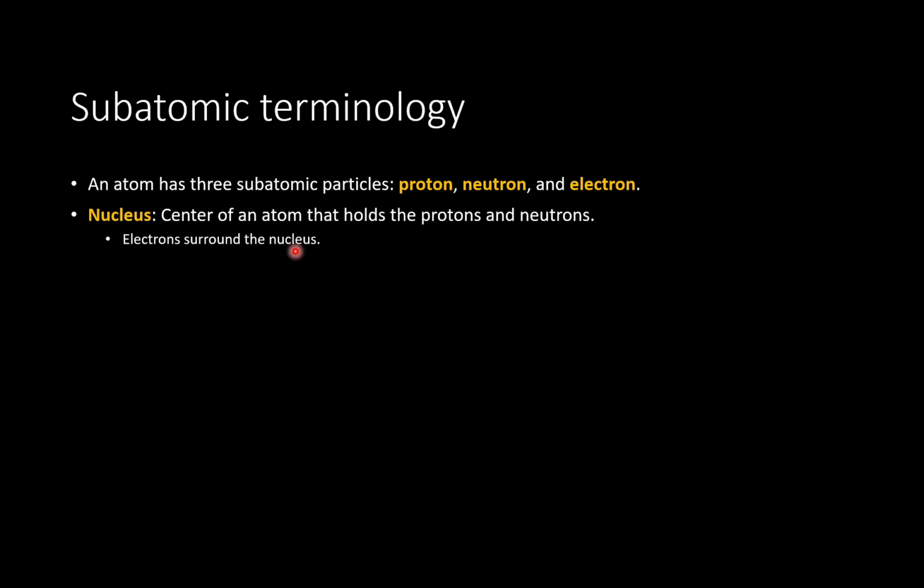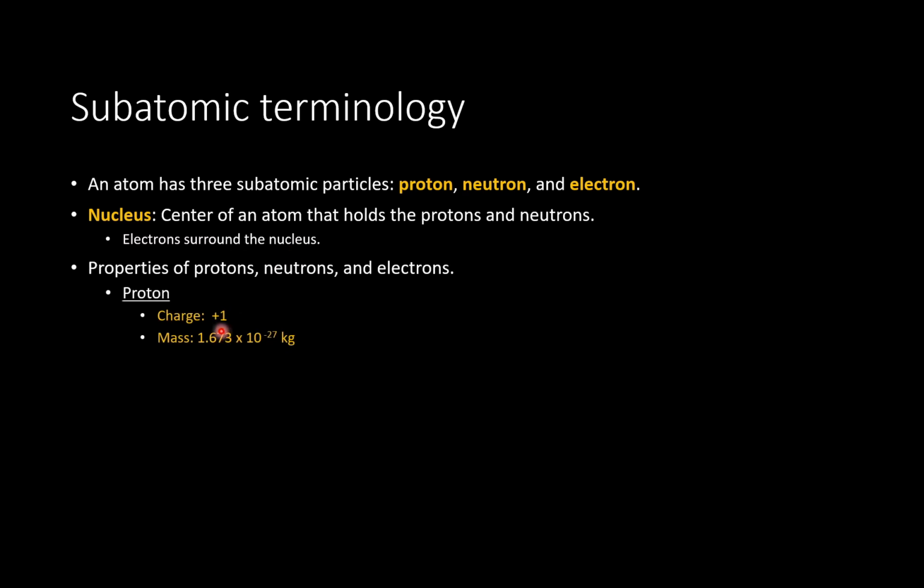Some properties of these subatomic particles are that protons have a charge of +1 and a mass of 1.673 times 10 to the power of negative 27 kilograms. Neutrons have a charge of 0 and have a mass of 1.675 times 10 to the power of negative 27 kilograms. And last, electrons. They have a charge of -1 and a mass of 9.109 times 10 to the power of negative 31 kilograms.